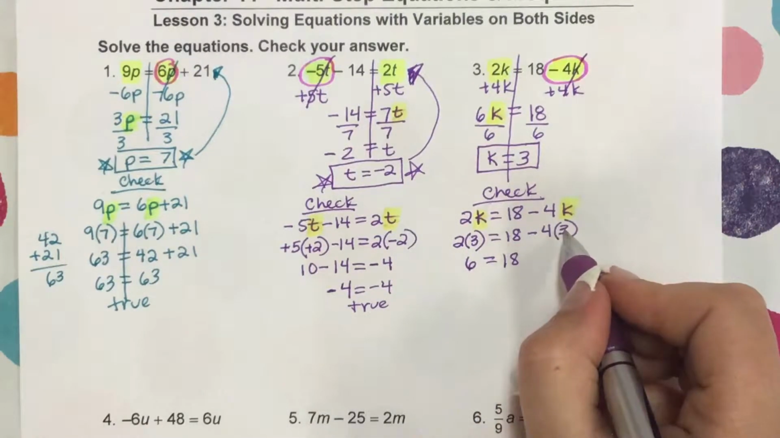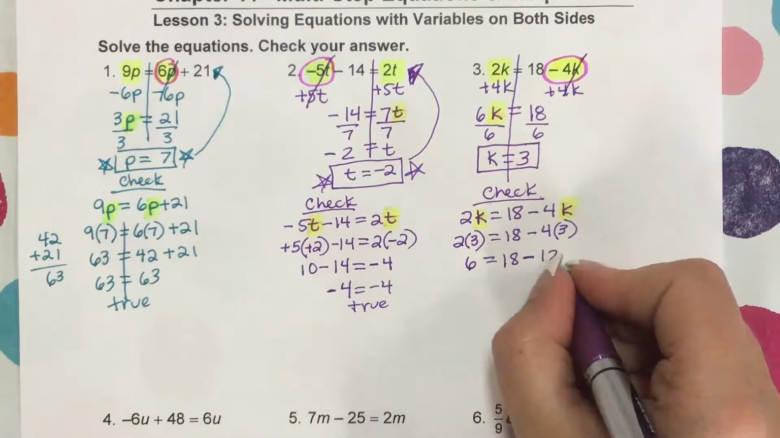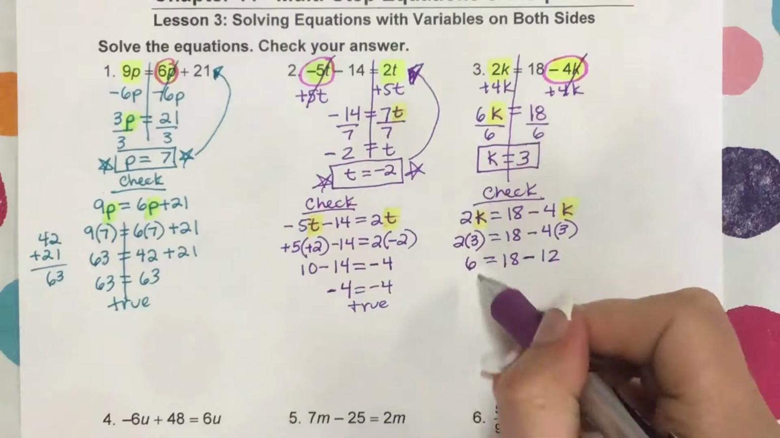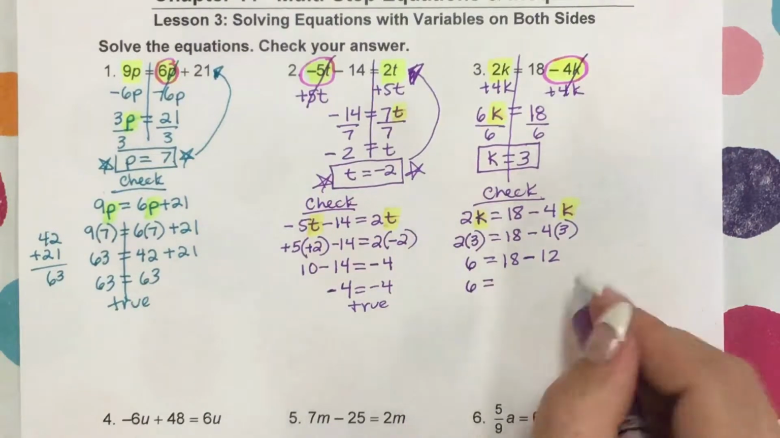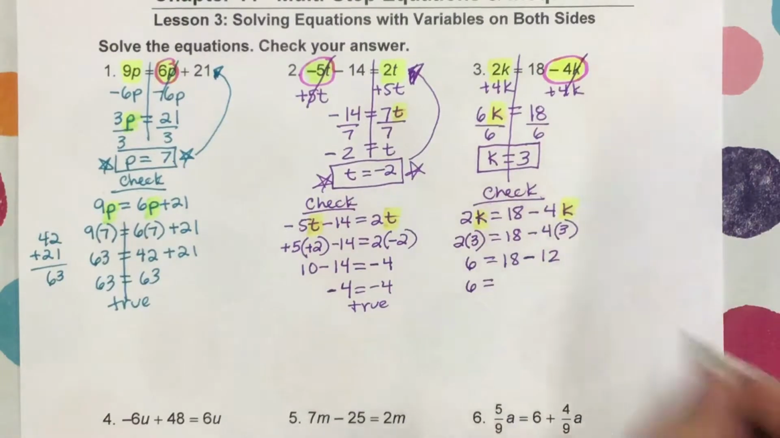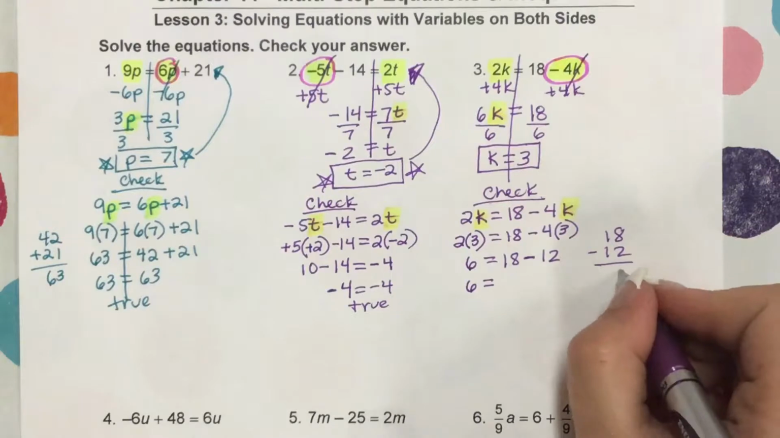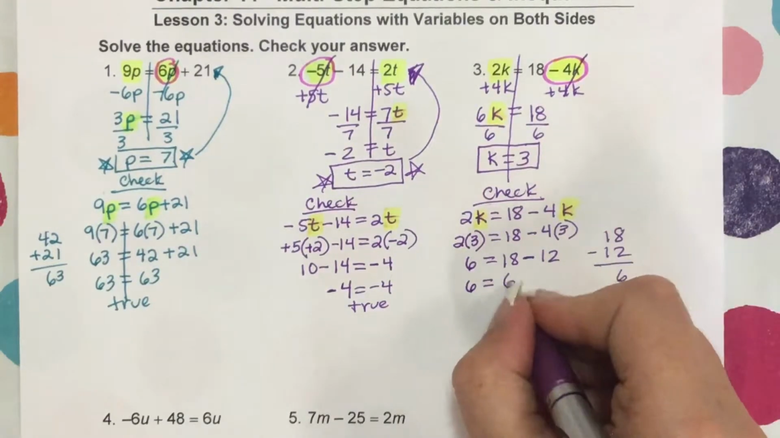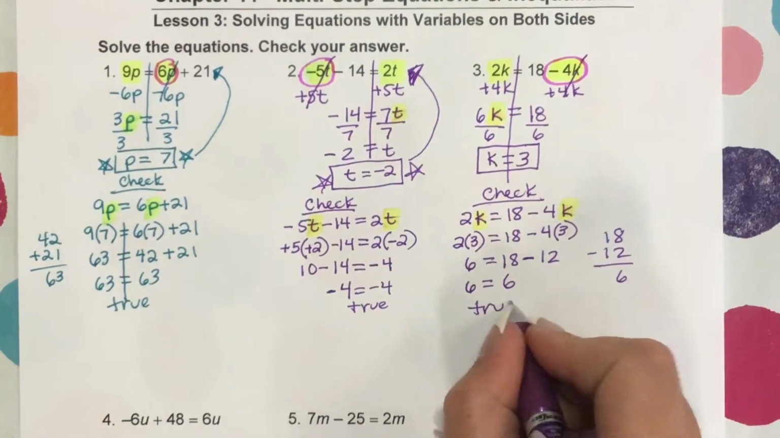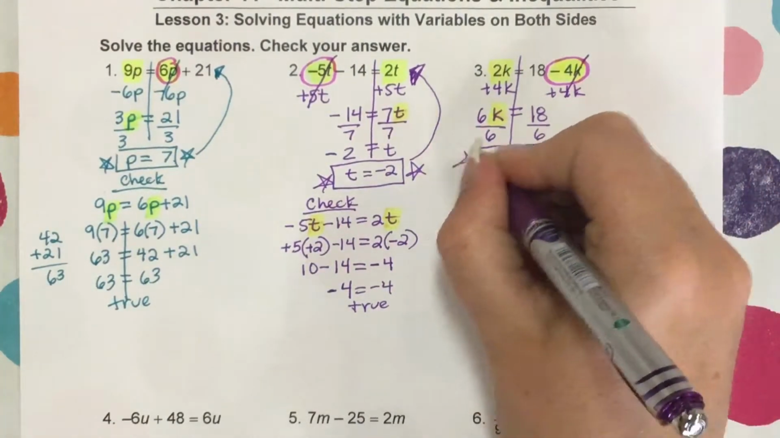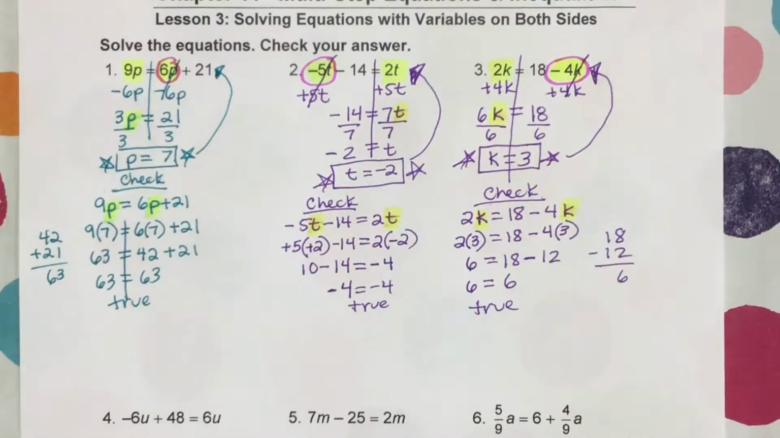Okay, so negative times a positive is going to be a negative, and 4 times 3 is 12. Okay? Now this 6 is already simplified. I can't do anything else there, so I'm just going to rewrite that. And now I have 18 minus 12, and 18 minus 12 is 8 minus 2 is 6. 1 minus 1 is 0, so it's 6. So this is a true statement, which means that the answer that we found right here is the solution to the original equation.